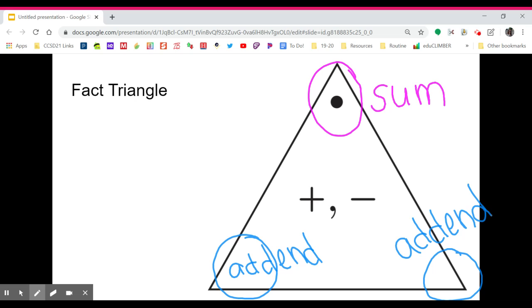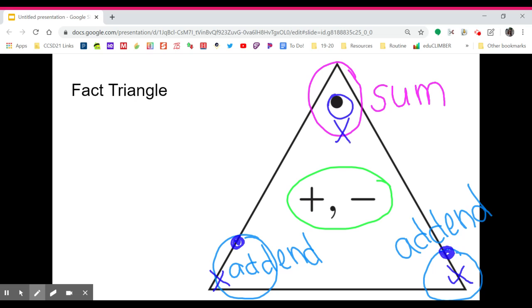That being said, when we look in the middle of our fact triangle, we see our 2 symbols here in the middle, a plus sign and a minus sign. When we look at the fact triangle, it is telling us that when we add this number to this number, it will equal the number at the top. Or when we add this number to this number, it will equal the number at the top.